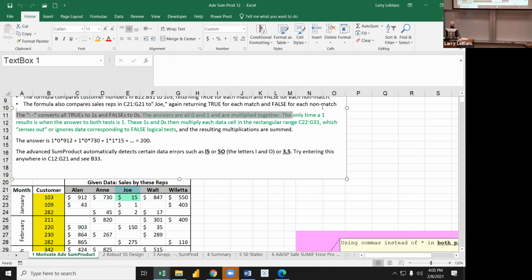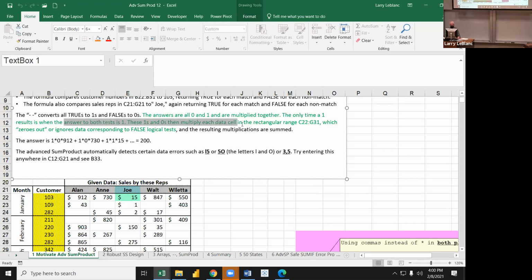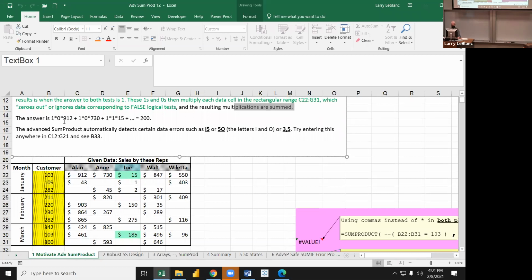All right, the only time you get a 1 is when both give you a 1. They multiply each data cell in the rectangular range, which zeroes out or ignores all the numbers that are not relevant. And then we add them up. The answer is 1 times 0 times 912 plus 1 times 0 times 730 plus 1 times 1 times 15, et cetera, et cetera, et cetera. And with the highlighting, I think you can convert to 15.